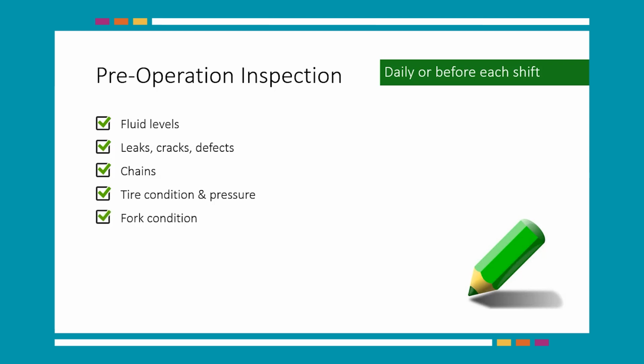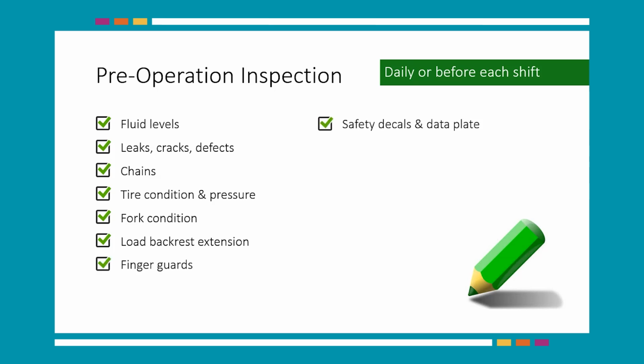Determine the fork condition, remembering to check the top clip retaining pin and heel. Ensure the load backrest extension functions properly. Check the functionality of finger guards. Ensure safety decals and nameplates are legible and match the forklift model. Check that the operator's manual and logbook are present and legible.